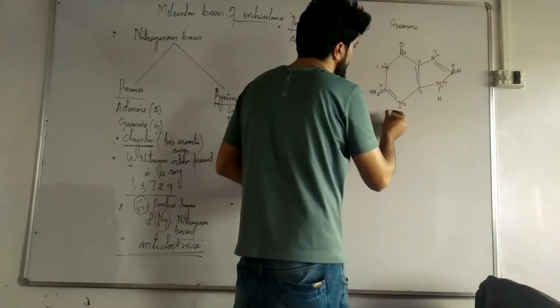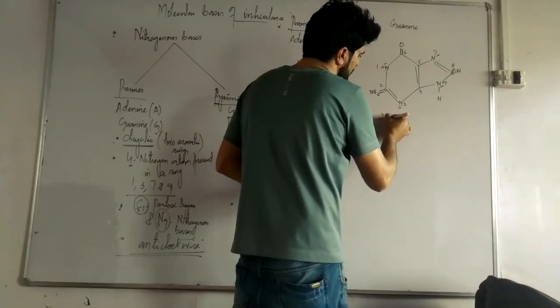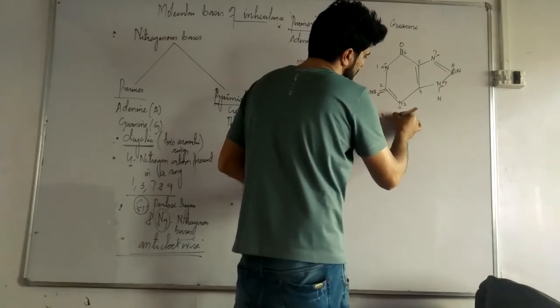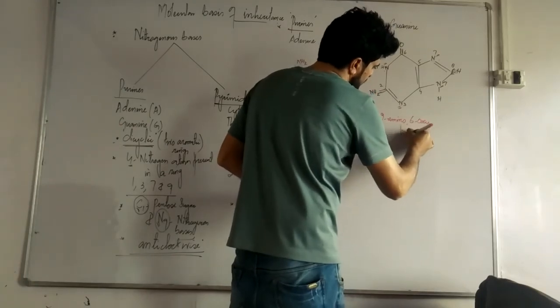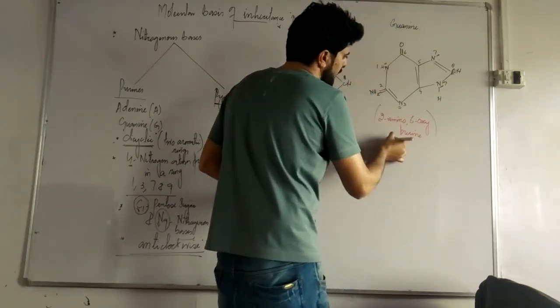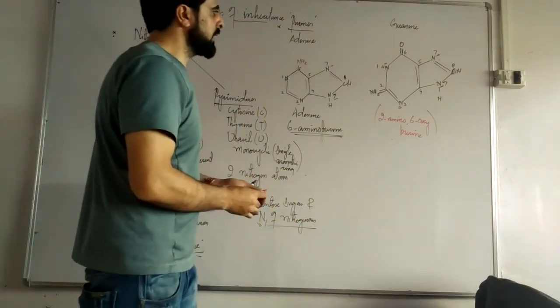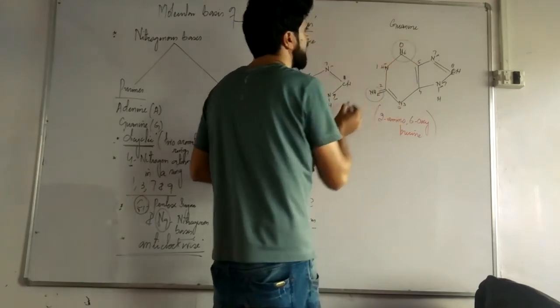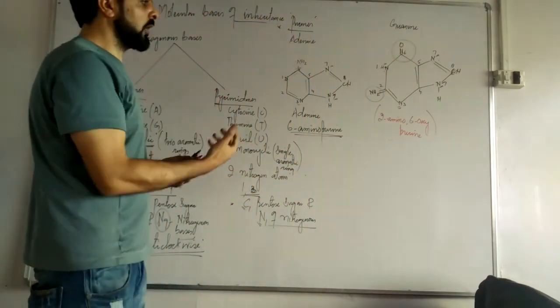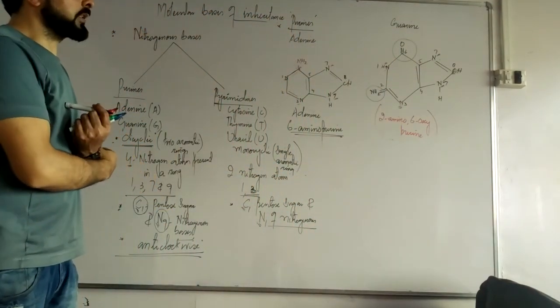This is also known as 2-amino 6-oxypurine, because at position number 2 we have an amino group, and at position number 6 we have an oxo group. So we can also call it 2-amino 6-oxypurine.